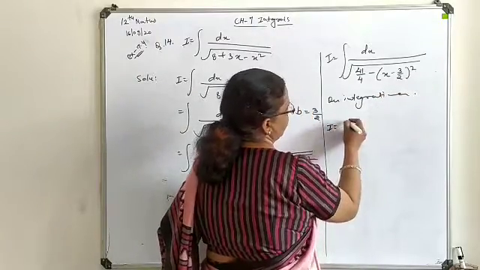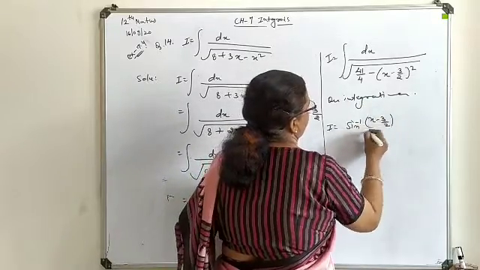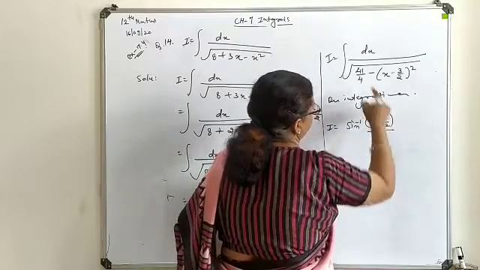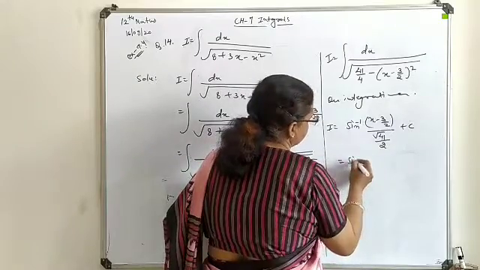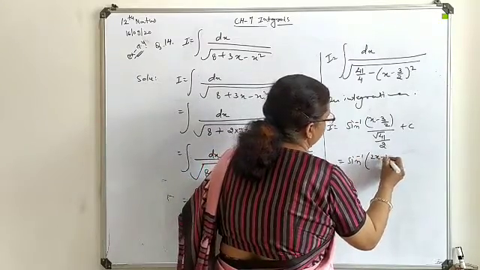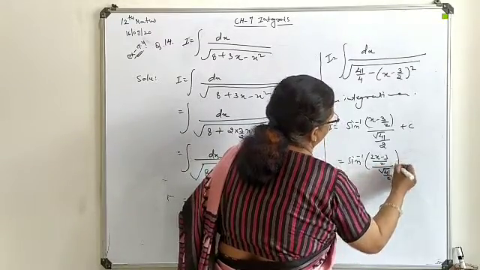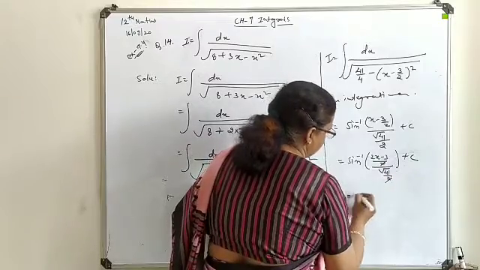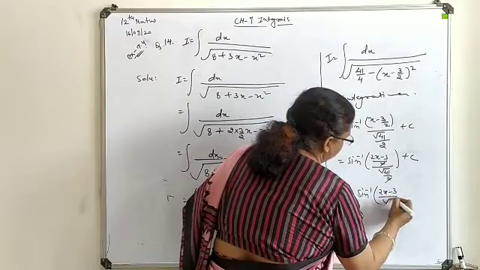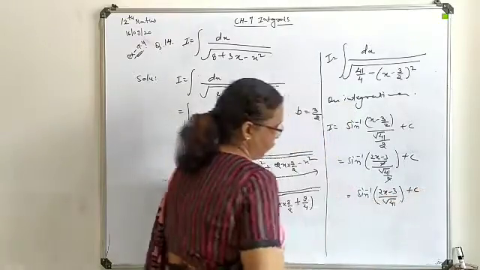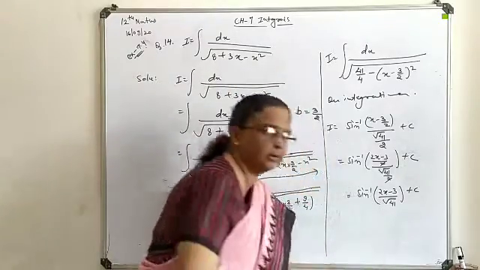I you will have as sine inverse x upon a. X means this much upon a. A means the square root of this term upon 2. Here go for taking LCM. Sine inverse 2x minus 3 upon 2, this is under root 41 upon 2 plus c. This 2 and 2 will cut. So finally your answer will turn out as sine inverse 2x minus 3 upon under root of 41. So this way your answer will come out with the exact formula form.